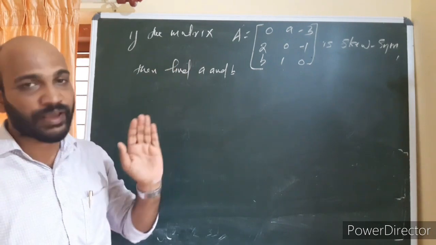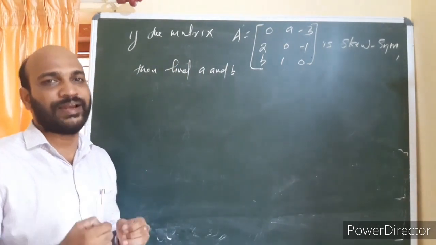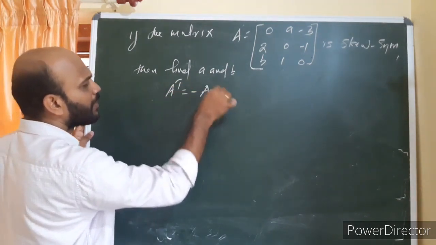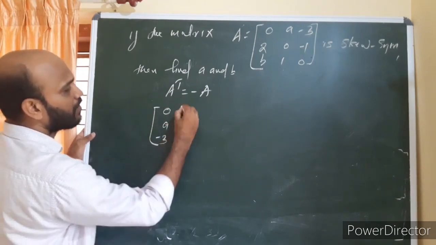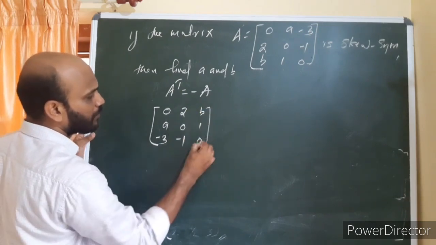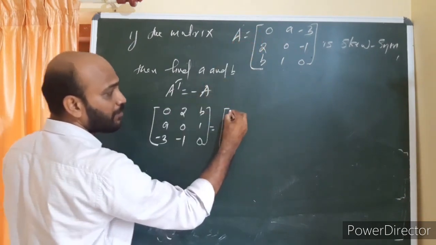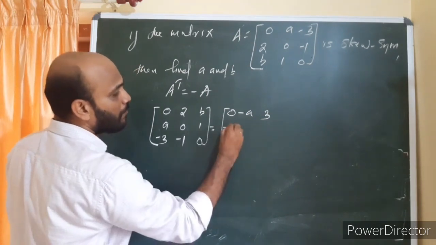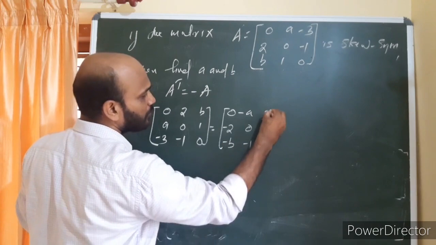So find the value of a and b. Skew symmetry means A transpose equal to minus A. That equation you have to use. A transpose equal to minus A. So A transpose means 0, a, minus 3, 2, 0, minus 1, and b, 1, 0 will get equal to minus A. Minus of that matrix. So that matrix will be 0, minus a, 3, will get minus 2, 0, 1, minus b, minus 1, 0.